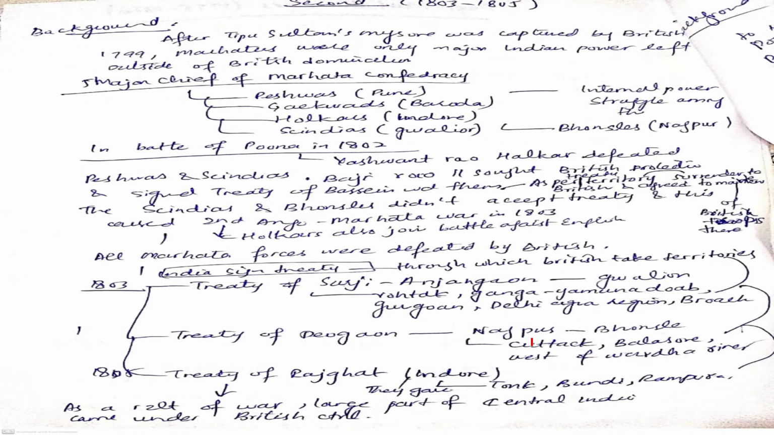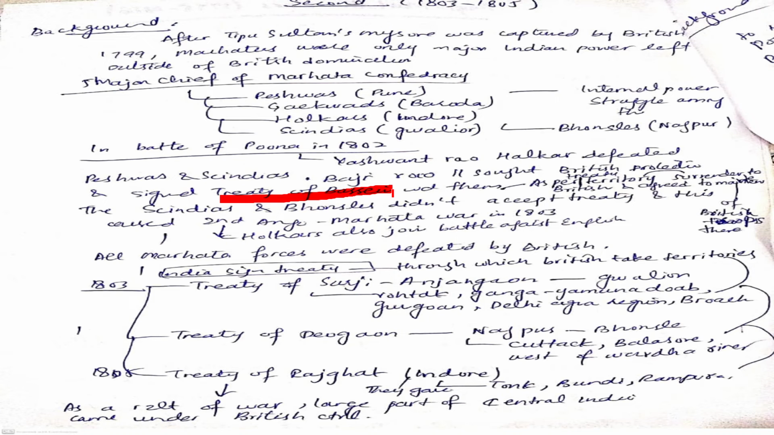In the Battle of Pune in 1802, Yashwant Rao Holkar defeated the Peshwa and Scindia. Bajirao II sought British protection and signed the Treaty of Bassein with them. As per the Treaty of Bassein, territory was surrendered to the British and he agreed to the maintenance of British troops there. The Scindias and Bhonsle didn't accept the treaty, and this caused the Second Anglo-Maratha War in 1803.